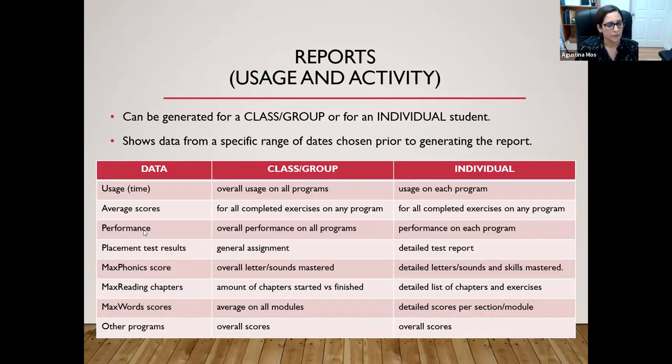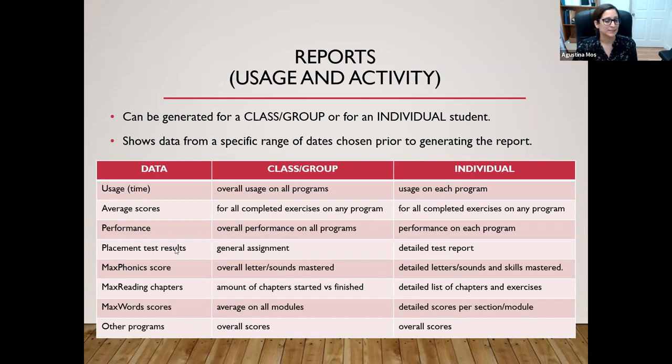Then we'll see the performance. The performance can be excellent, satisfactory, or not satisfactory. I'm going to show you samples of all of these things. I just wanted to first list all the things that we're about to access on the report. On the class level, you'll see the overall performance per student in the entire program. And then when you get to the individual level of the report, you'll be able to see the performance on each program. So the performance for phonics, the performance for reading, the performance for Max Voices.